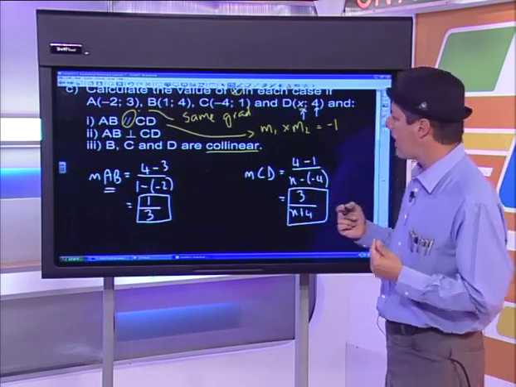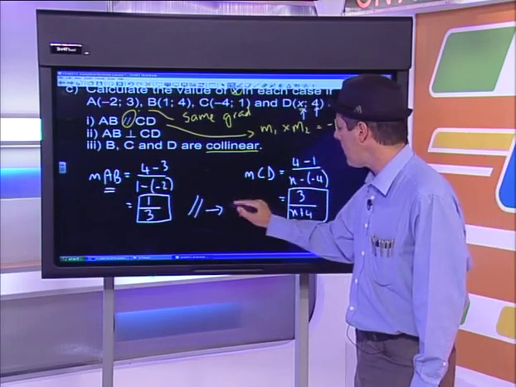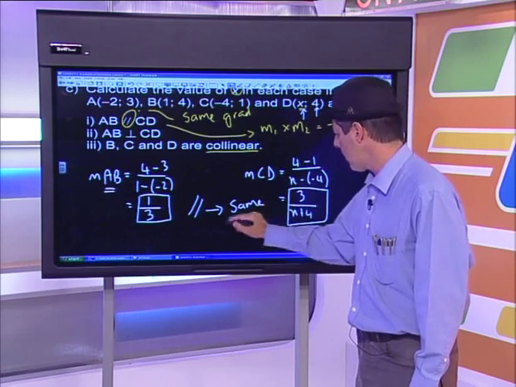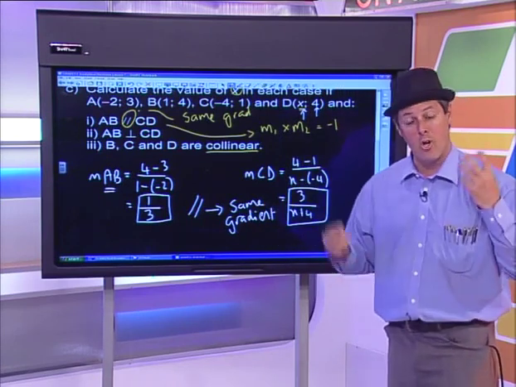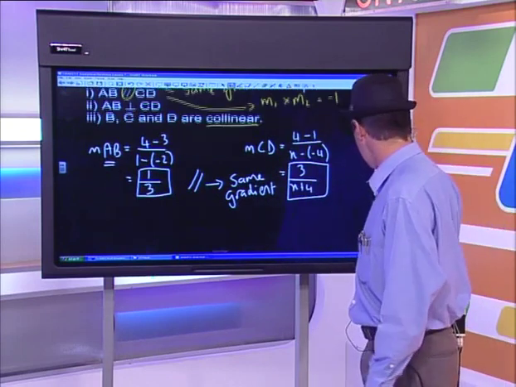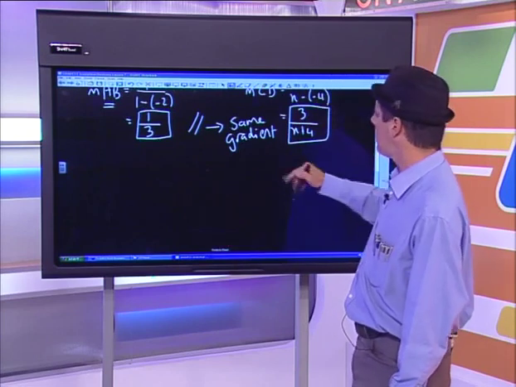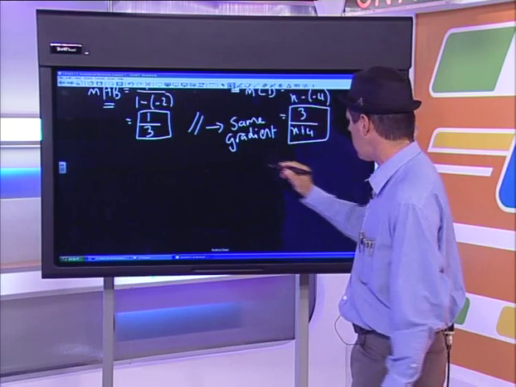So when I look very carefully, because they are parallel, that means to me that it's the same gradient, which then means that I can equate. I create an equation to solve for an unknown, and then I'm going to solve. So let me just pull the screen down a little bit. So the gradients are the same. I knew that because they said parallel, that's the key word.